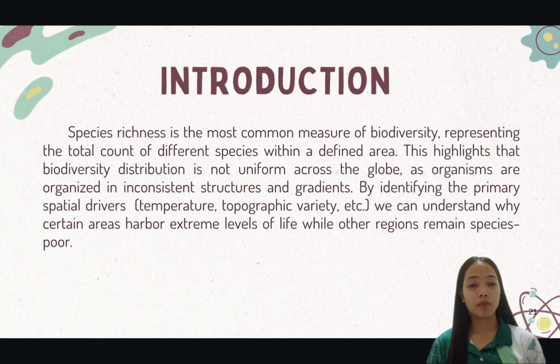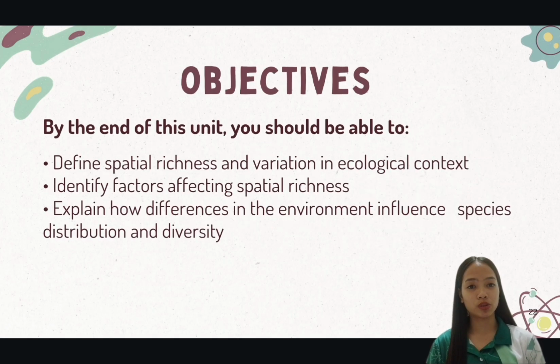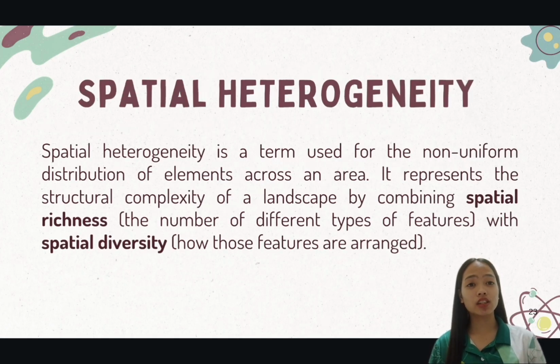species poor. By the end of this unit, you should be able to define spatial richness and variation in ecological contexts, identify factors affecting spatial richness, and explain how differences in the environment influence species distribution and diversity. In an ecological context, when we say spatial, it studies how organisms are distributed in space. Spatial heterogeneity is a term used for the non-uniform distribution of elements across an area. It represents the structural complexity of a landscape by combining spatial richness with spatial diversity.